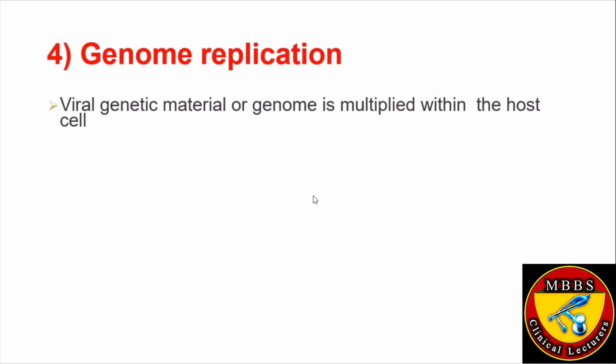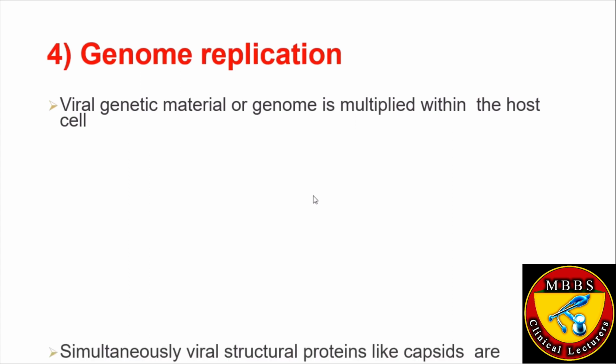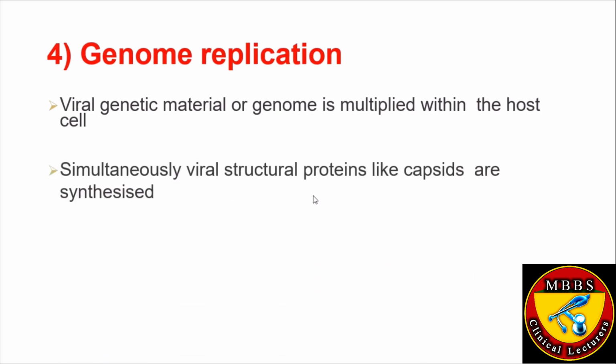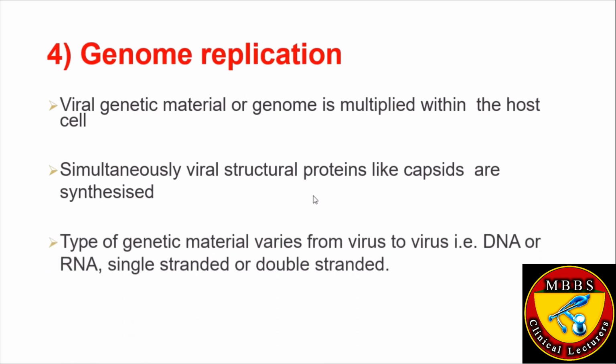Then comes viral genome replication. Viral genetic material or genome is multiplied within the host cell. Simultaneously, the viral structural proteins like capsids and other proteins are also synthesized in the cell. The type of genetic material varies from virus to virus; it can be either DNA or RNA, single stranded or double stranded. So the genetic material varies from virus to virus.